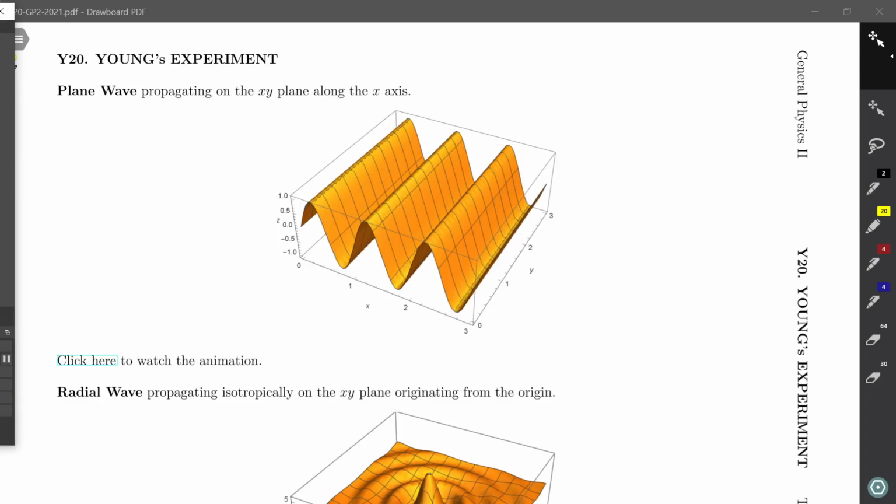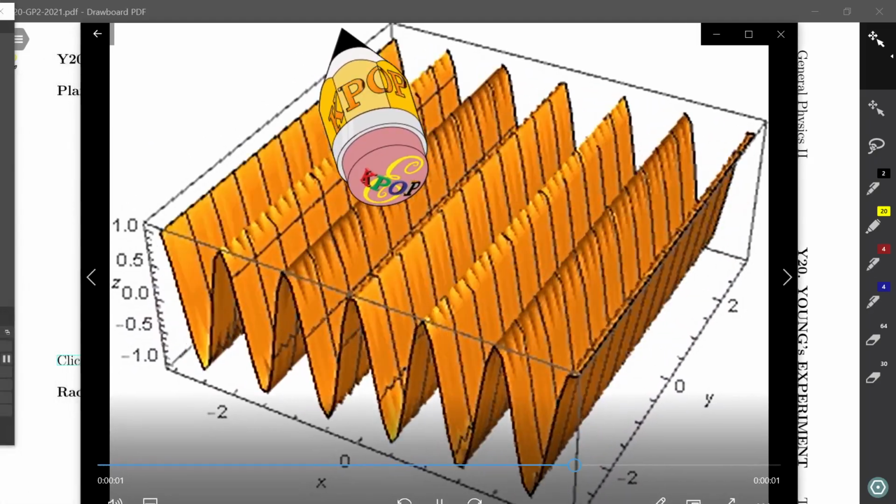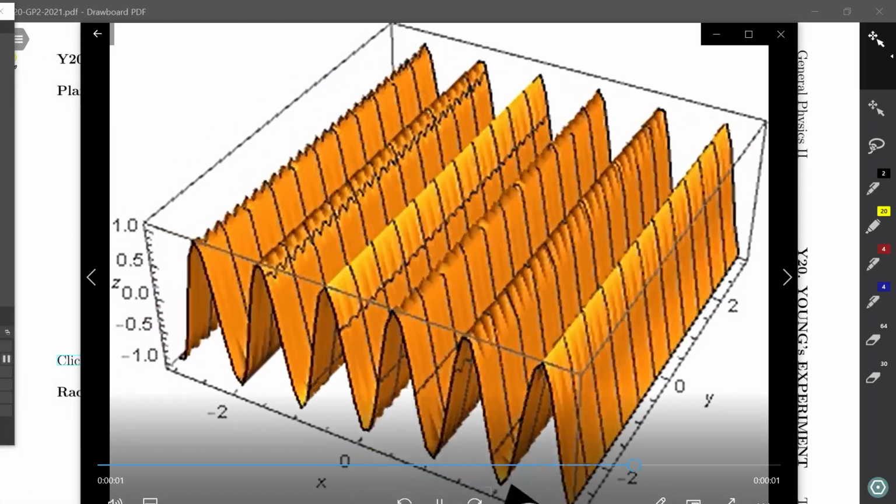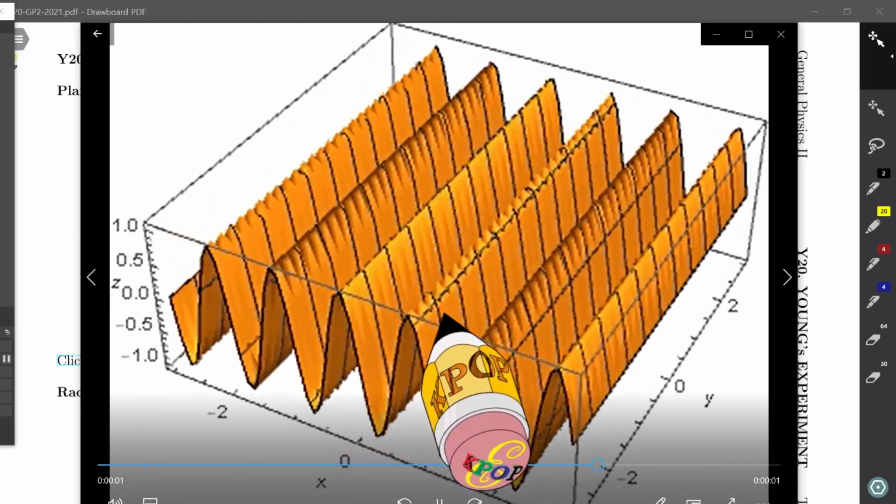Today we study Young's experiments. First, we consider a plane wave. This is a plane wave that propagates along the x direction, the positive x direction.